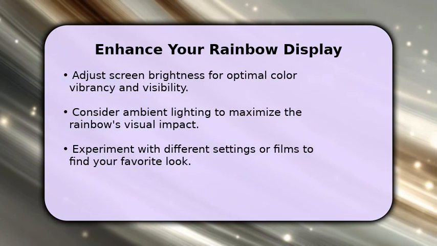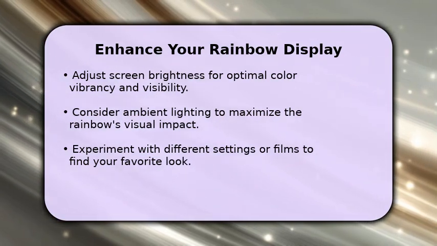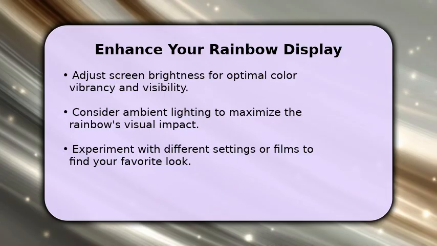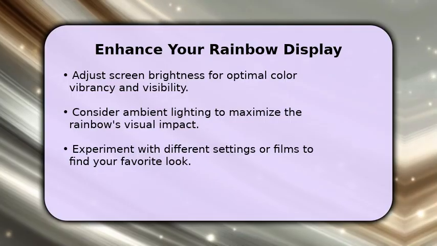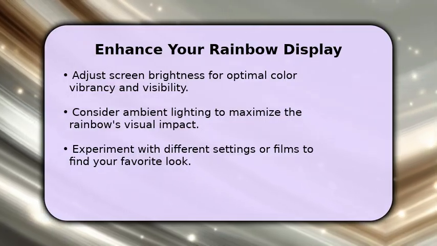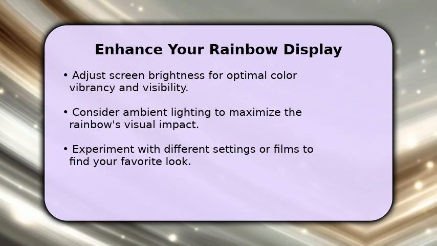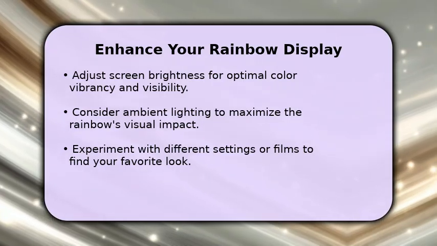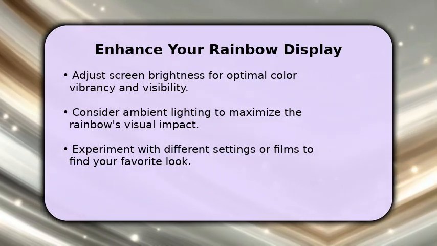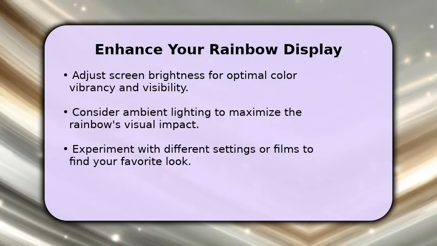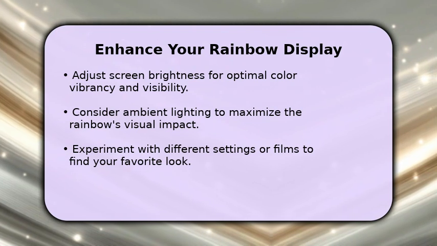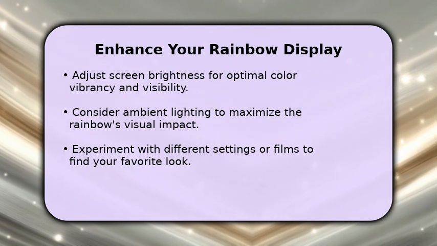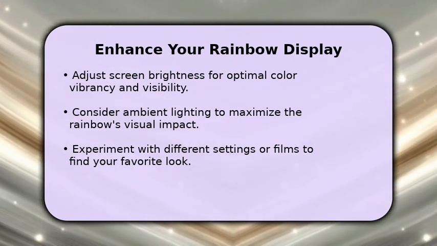To truly enhance your rainbow display, experiment with your screen's brightness settings. A slightly lower brightness can sometimes make the colors appear richer and more defined. Also, consider the ambient lighting in your room. Natural light can beautifully interact with physical films, while digital effects shine in any setting. Don't be afraid to try different software settings or film types to discover what you love most. Enjoy your unique and vibrant screen.